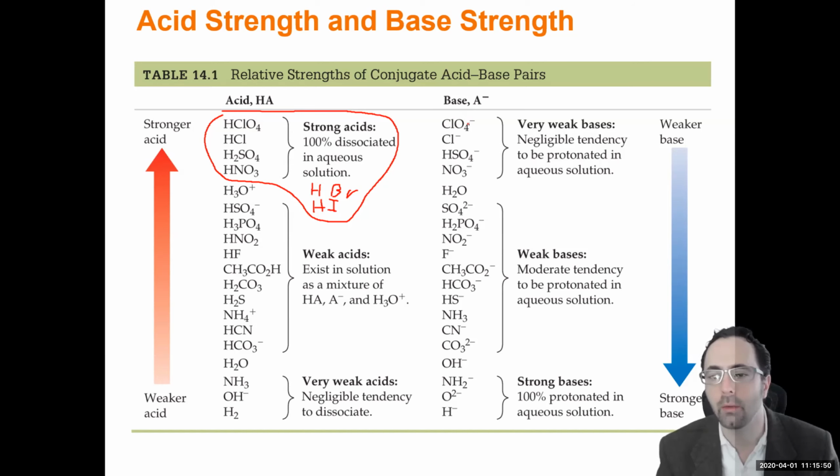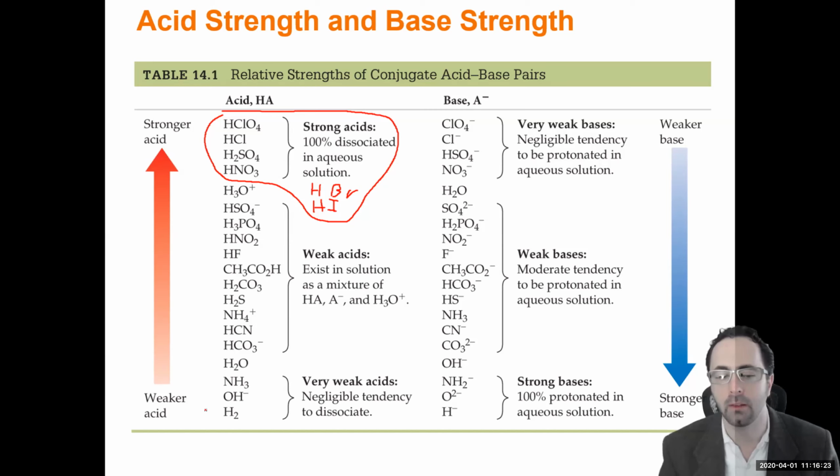This base is going to be a terrible base. So remember what it means for something to be a base. It wants to grab protons. The stronger the base, the more it's going to stick to protons. Well, this conjugate base of a strong acid will be a terrible base because the strong acid wants to completely separate from its protons. It doesn't want to grab them back. So the stronger the acid you have, the weaker is the conjugate base.